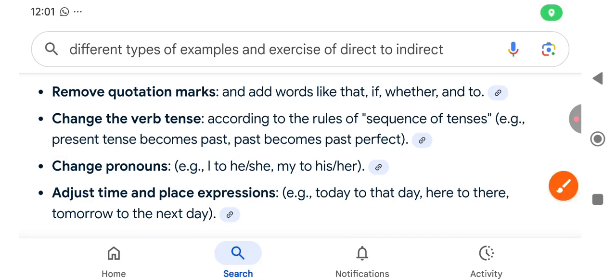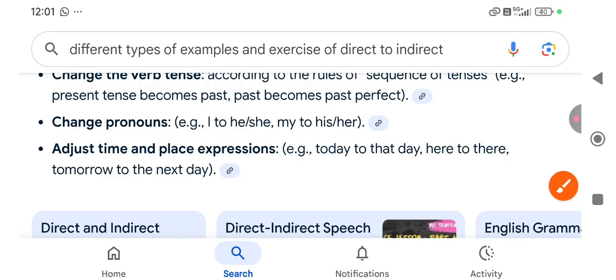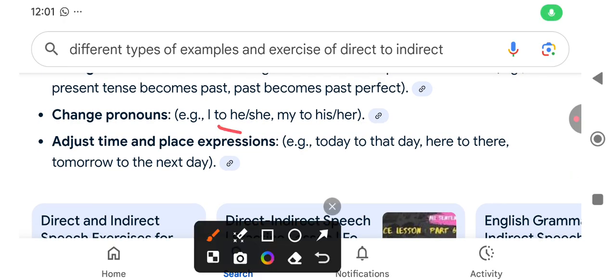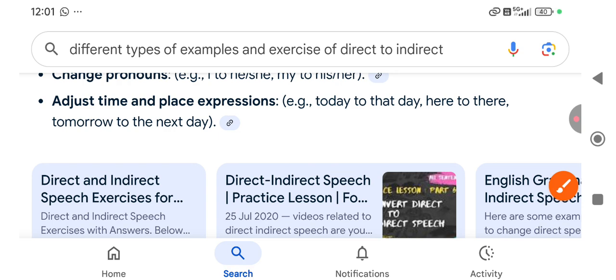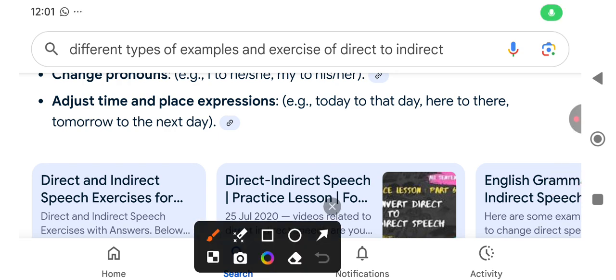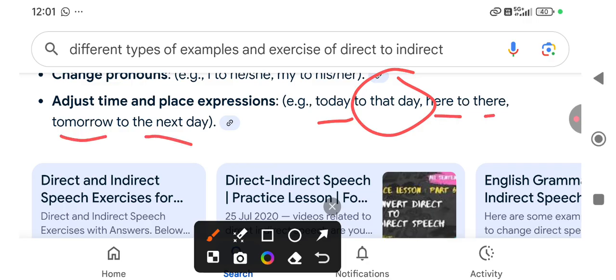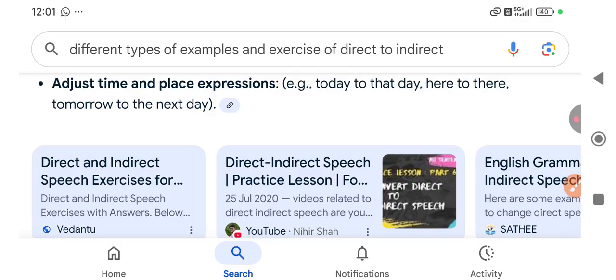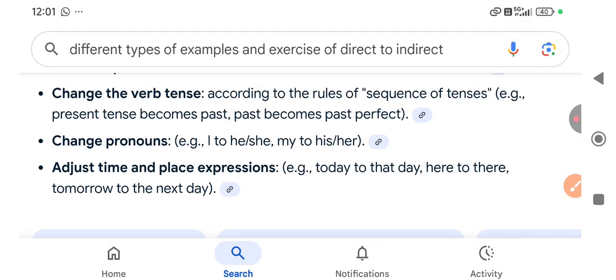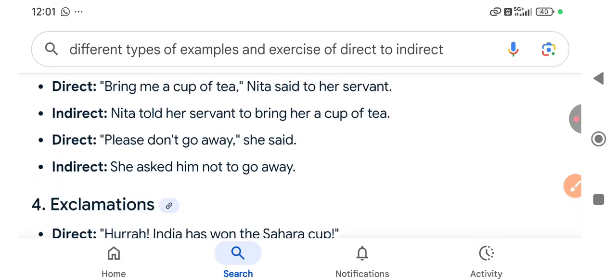Simple sentence. Okay. Now change pronouns. What pronouns? He, she, my, her. Right? These pronouns are changed. Adjust time and place expressions. And what is to be adjusted? Time. How? Today becomes that day, here becomes there, tomorrow becomes the next day. These are a few examples of what is called time and place expressions. So this is a very short piece of information, but I think very useful information, right?